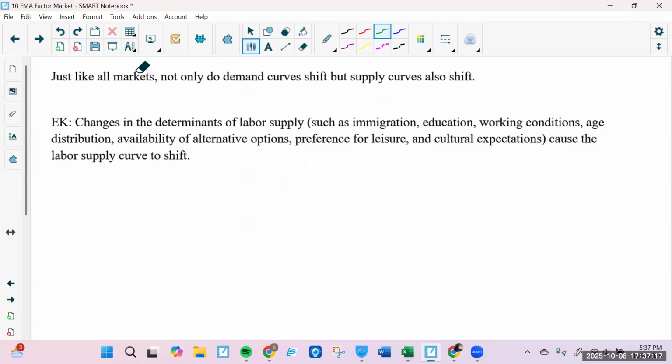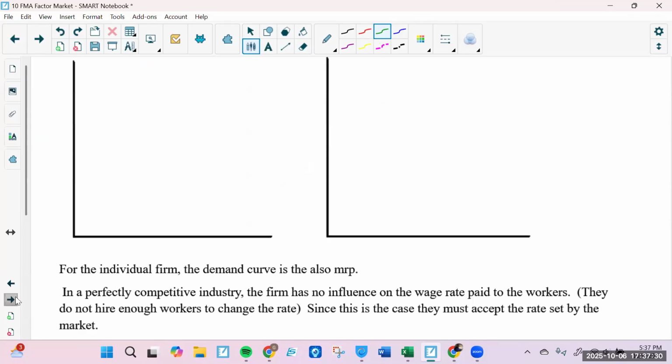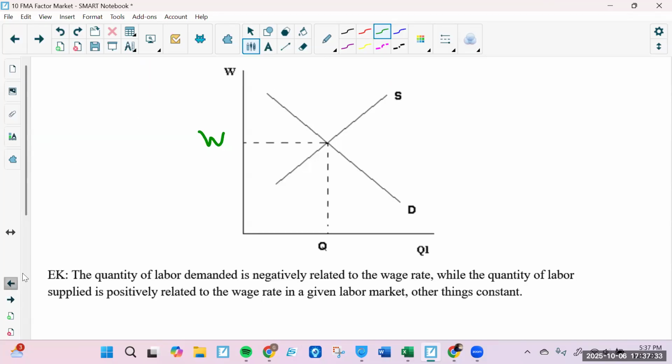Okay. Just like all markets, not only does the demand curve shift, but the supply curve shifts. Well, I skipped that part here. The demand for labor will shift. It's just what I did a few minutes ago. It's the MRP, and we found out that it shifts because of the price of the product and the productivity of the worker. Those are the two things. So this demand curve can increase, shifting to the right, or decrease, shifting to the left, based on the price of the product and the productivity of the worker.